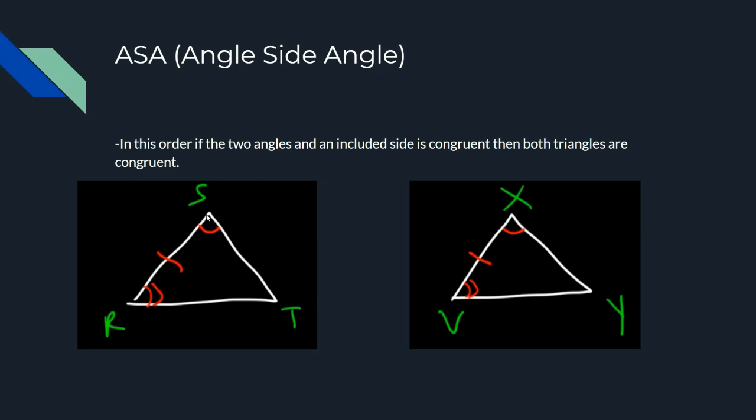We also notice that side SR is congruent to side XV with the one dash. Also, so now we have angle, side, and then we have another angle because there's two dashes or two half circles on angle R and angle V. So according to the rule, angle, side, angle, triangle RST is congruent to triangle VXY.